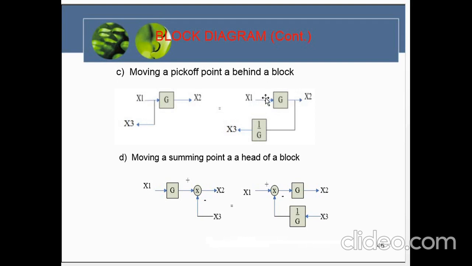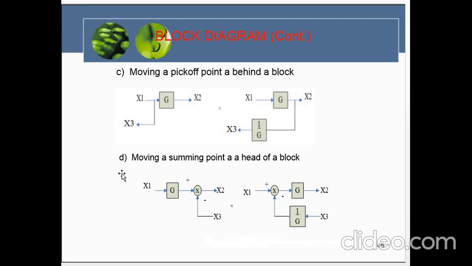After we move it, we check again whether it is the same or not. Here X2 is X1 multiplied by G, and because if we move it here, G is included in X3. How to eliminate it? We give a gain of 1 per G. G multiplied by 1 per G becomes 1. We get again X3 is equal to X1. This is true. This is the mechanism.